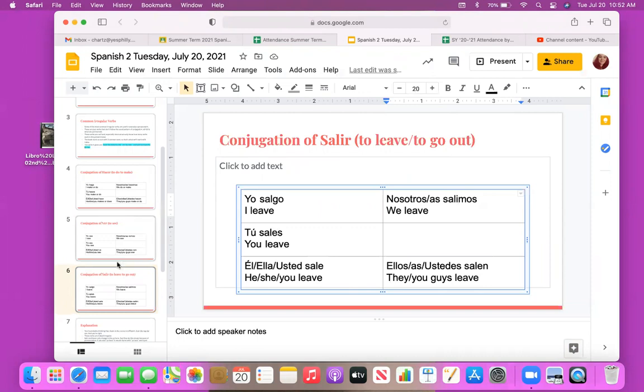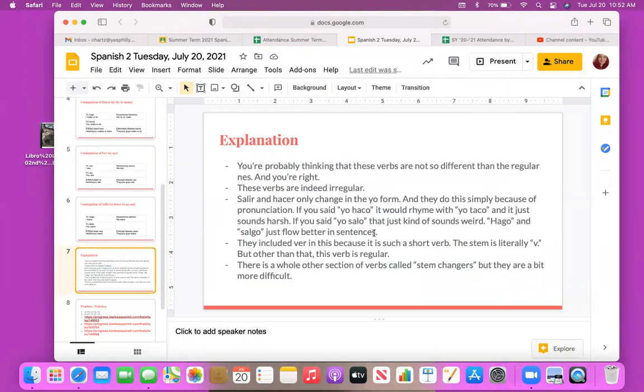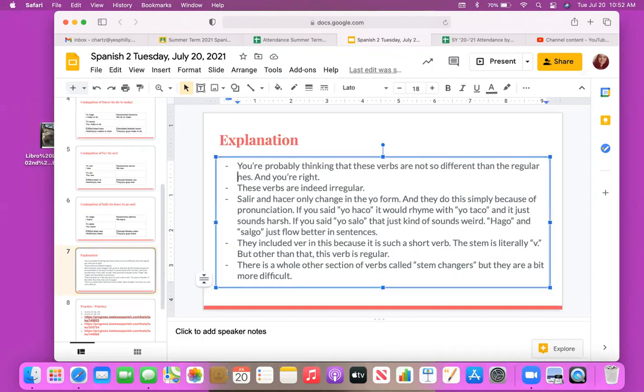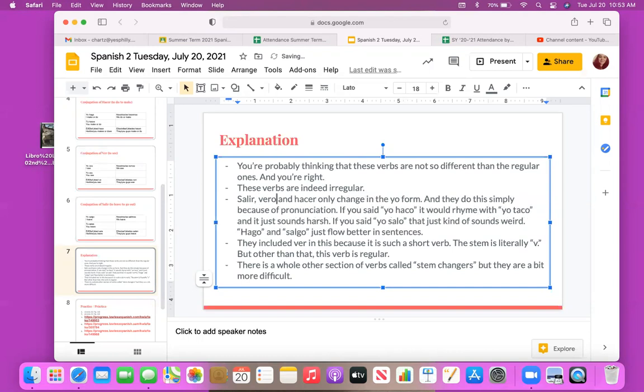And then just a little bit more of an explanation on these things. You're probably thinking that these verbs are not so different than the regular ones. And you're right. Like I said, most of the ones that I just showed only change in the yo form, but they are irregular. Salir and hacer only change in the yo form, and they do this simply because of pronunciation.